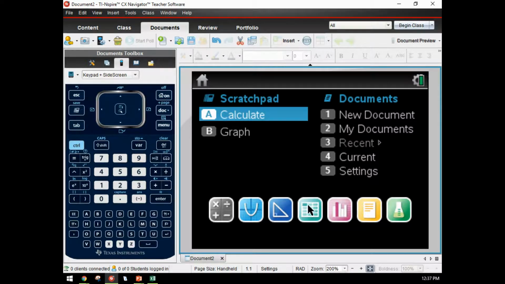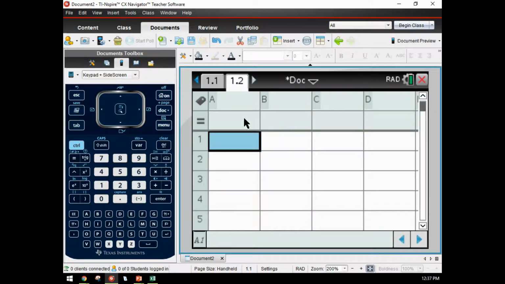So go here and click and pull up a spreadsheet or a table here. Okay, it's blank right now. Are we opening a table? Yes, open a table up. Yeah, right there.